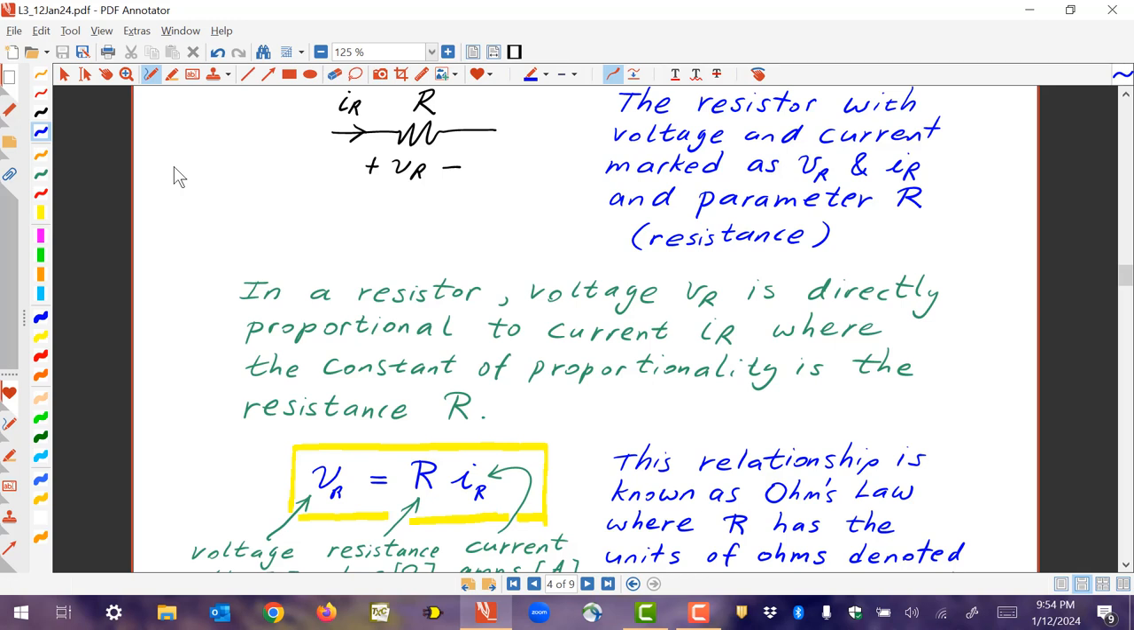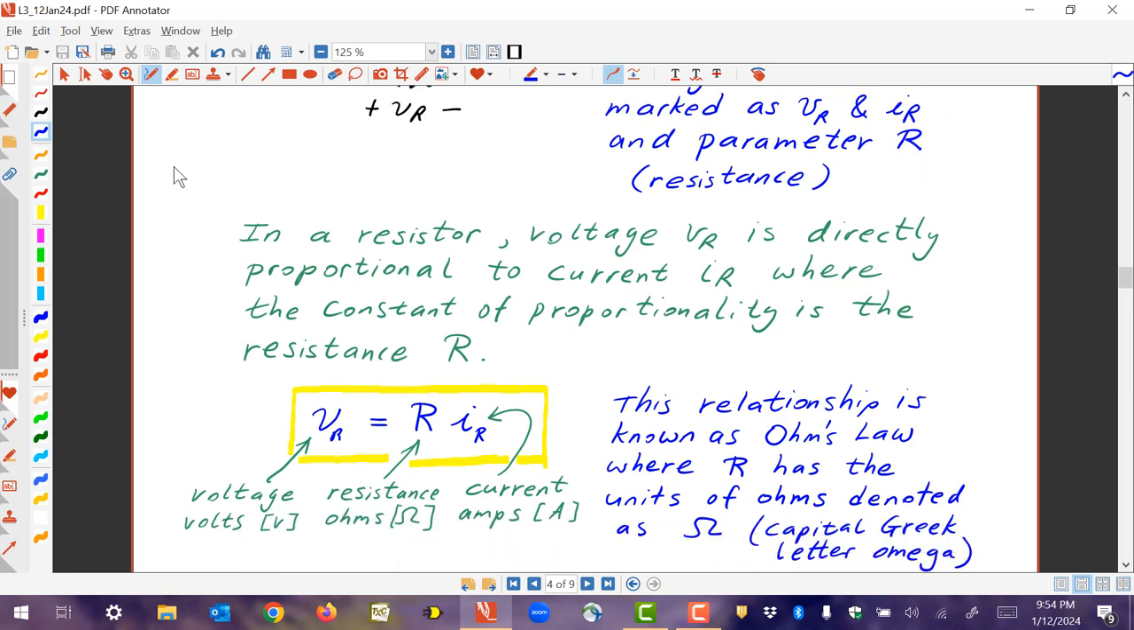So passive sign convention is required when writing an equation like V equals IR. So this is called Ohm's law, right? V is in volts, it's a voltage, I is a current in amps, and the constant of proportionality, the resistance R, is in ohms, named after a scientist named Ohm. And the unit ohms is typically denoted with a capital letter omega from the Greek alphabet. So you see that as the unit of resistance measurement.